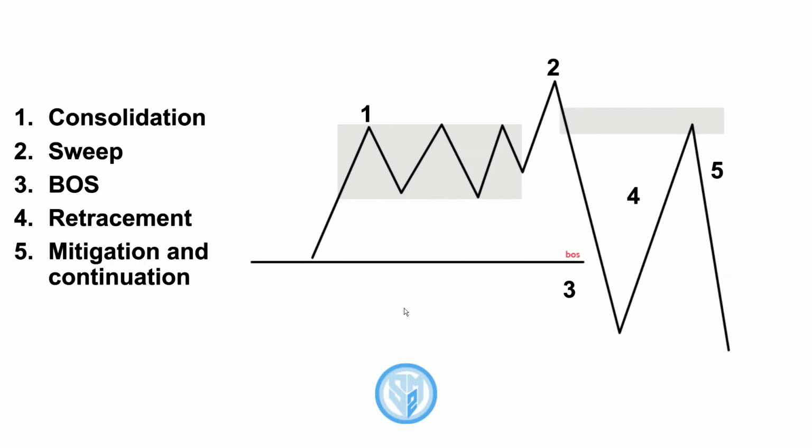Okay everyone, here we are on slide 1. We're going to be talking about the price cycle here, and the price cycle has 5 key steps. The first one being consolidation, liquidity sweep, break of structure, retracement, and mitigation plus continuation. These 5 steps are going to be the key steps for you to better your understanding of price action.